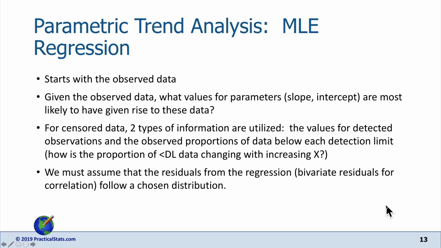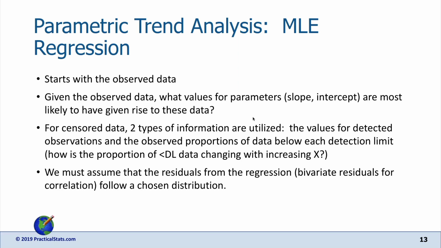Okay, so let's start out with the regression-based approaches. We are going to do maximum likelihood estimation, or MLE, or we're going to let the computer do it. How does that work? It starts with the observed data. It says, given that data, what are the slopes and intercepts that are most likely to have given rise to these data? In fact, let's boil it down to the one slope and intercept pair that will likely have given rise to these data. And that will be the maximum likelihood estimate of a regression slope and intercept.